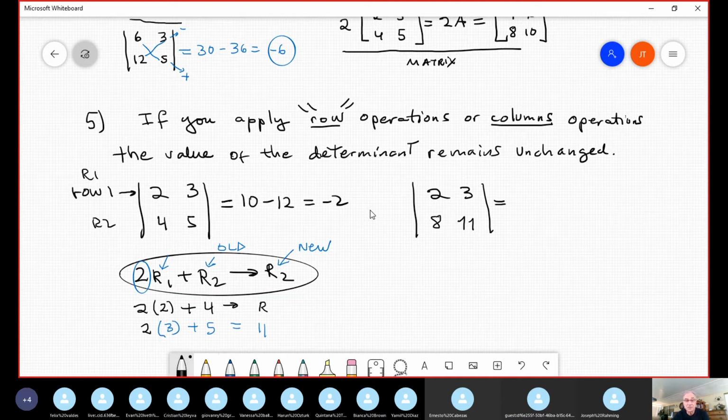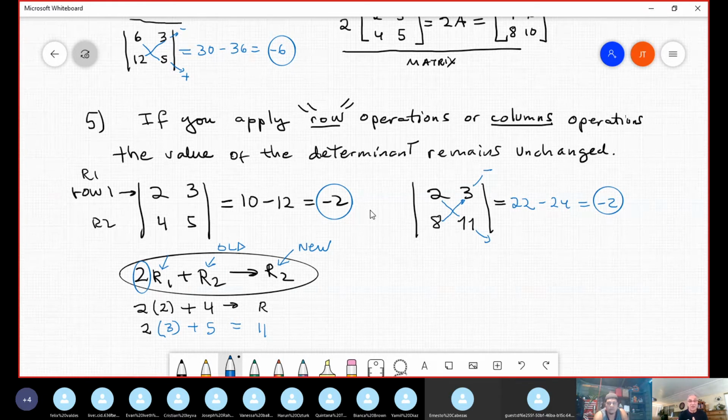When you multiply, 2 times 11 is 22. 8 times 3 is 24, so the answer is negative 2. Wow, amazing. It's the same value. Unbelievable, but it's true. Okay, this is one elementary example I tried to illustrate, but this is the rule.